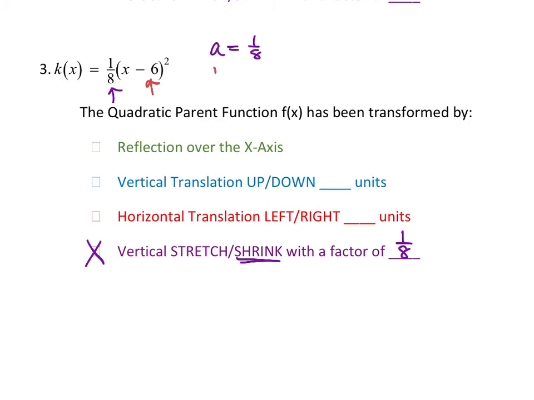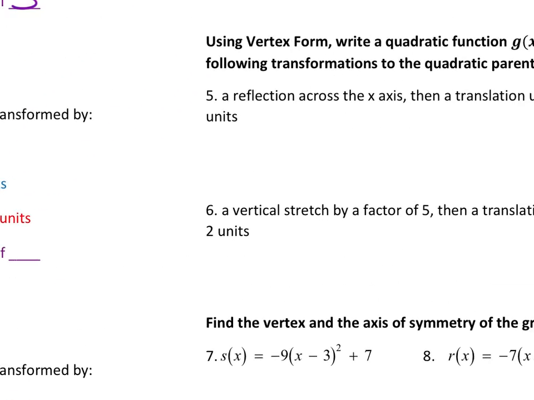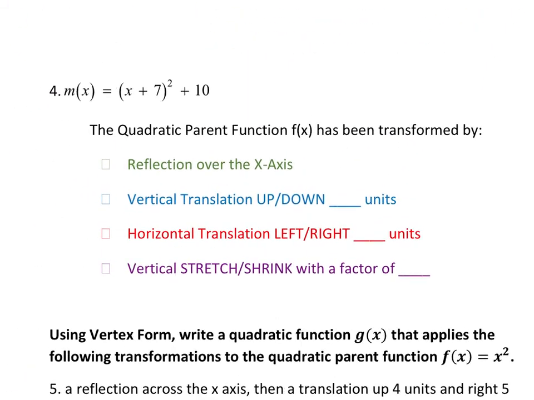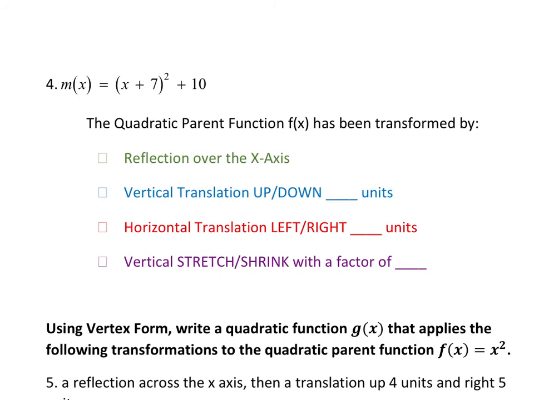And since H is the number 6, which direction am I horizontally translating this? Yeah, I'm translating it to the right 6 units because it's a positive H value, which means it looks like it's negative in the equation, the opposite. Very cool. You guys are going to try number 4 on your own all the way through. Can you tell me what transformations have been applied to the m of x function?